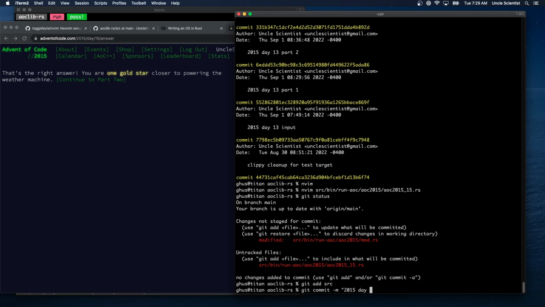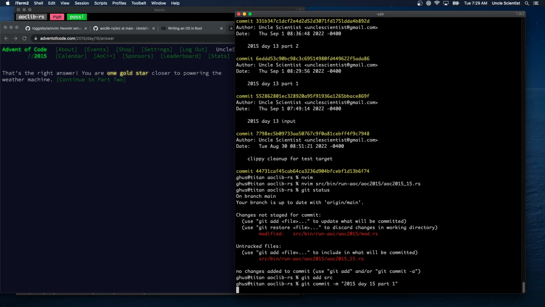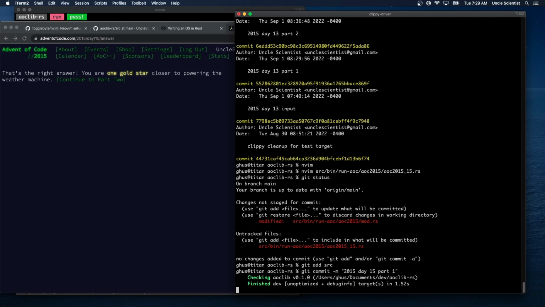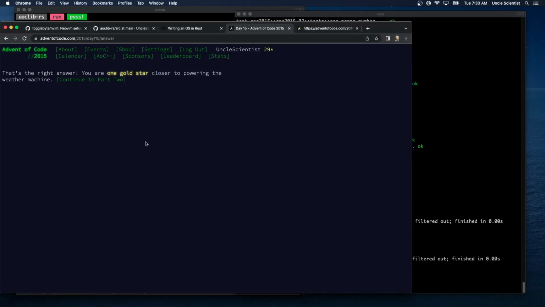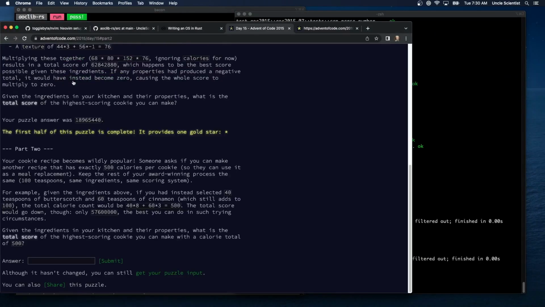2015 day 15 part 1. Right. Okay, and then continue to part 2. Your cookie recipe becomes wildly popular. Someone asks if you can make another recipe that has exactly 500 calories per cookie, so they can use it as a meal replacement. Keep the rest of your award-winning process the same. If you had selected 40 teaspoons, okay. The score would go down, but it would be the best 500 calorie score.